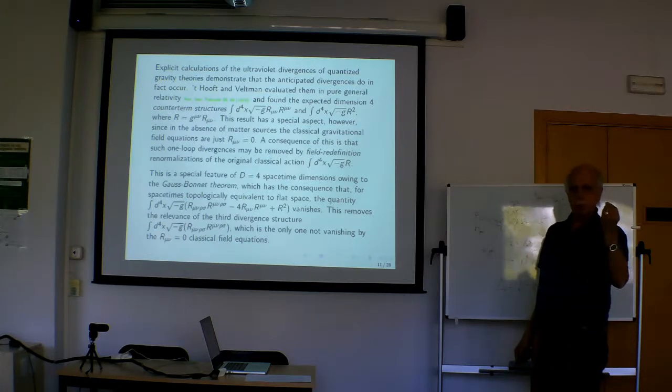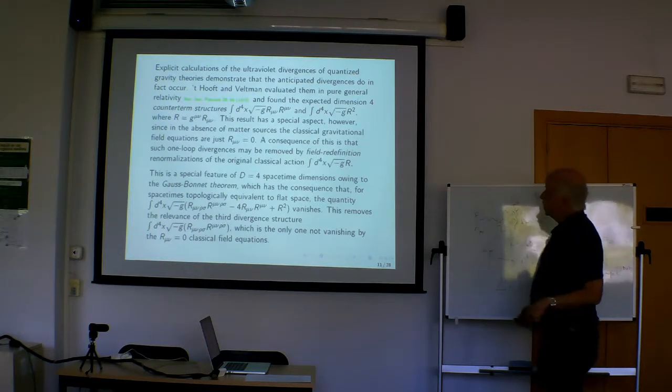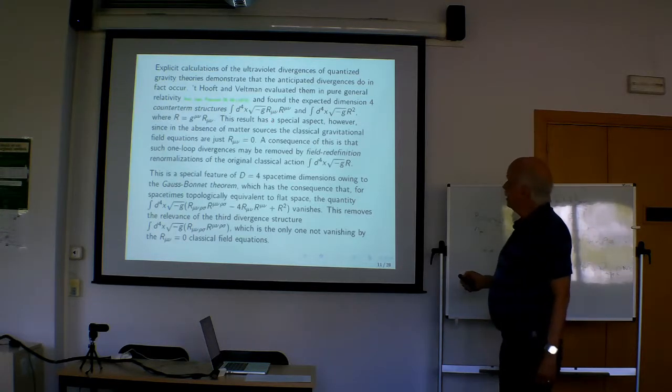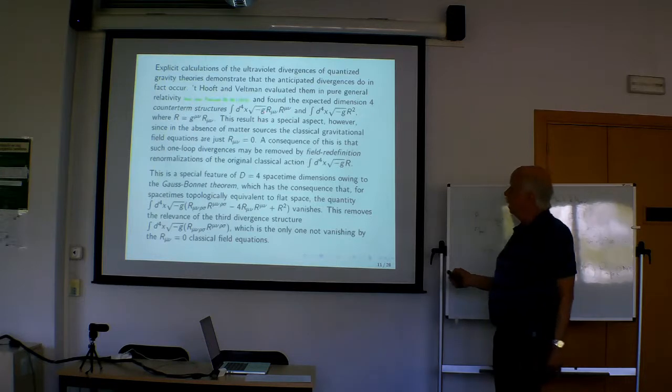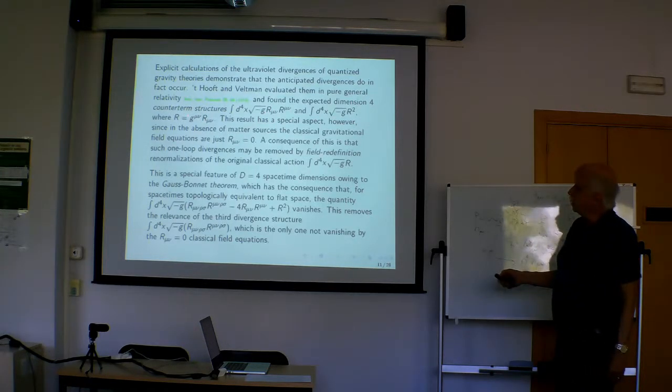The counterterm is what you include in the theory in order to subtract the infinities from diagrams. So, the 2 counterterms that you need actually is not the one that I wrote. I'm going to come to that in a second. But they're Ricci squared and R squared. R is the trace with a metric of the Ricci tensor.